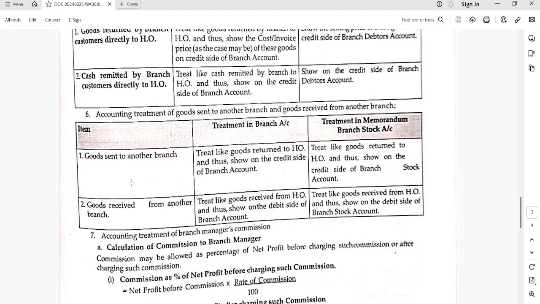ठीक है, ये एक बार देख लेते हैं guys, क्या है ये account treatment for goods sent to another branch and goods received from another branch. It's very simple. When you receive goods from another branch, obviously branch account is debited to goods sent to branch. When you send goods to another branch, goods sent to branch will be credited and branch will be debited. And when we receive the goods, then branch account debit to goods sent to branch. That is the thought process there.